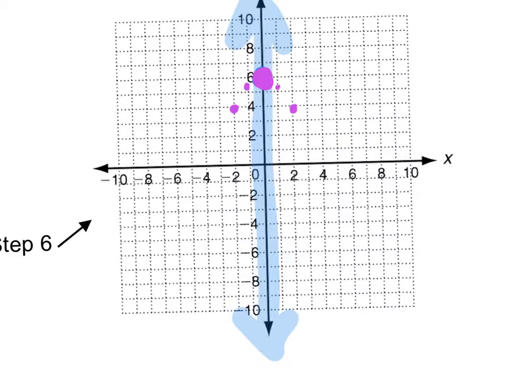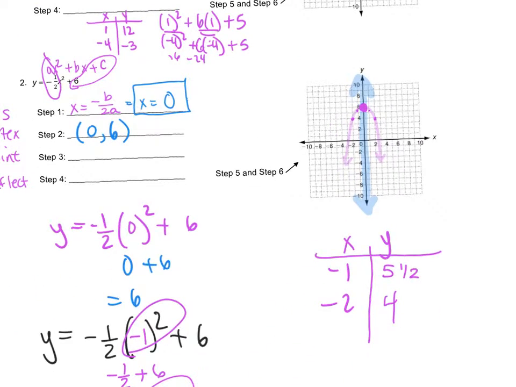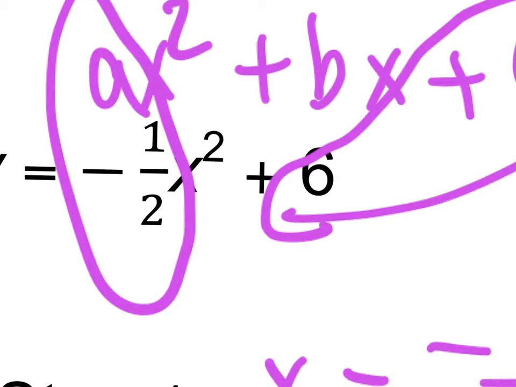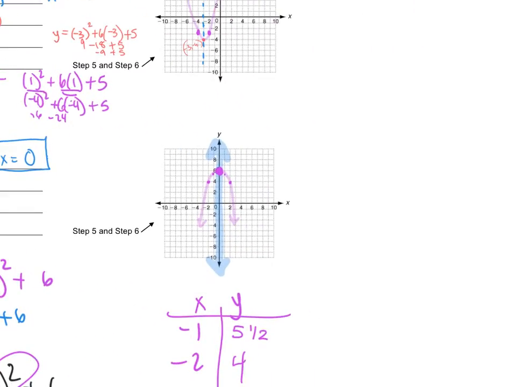Now that I have several points, I can connect the dots and make my parabola. So then it's a maximum? That's exactly right. The vertex is called a maximum because it's opening down. And if I look at my ax squared plus bx plus c, I would notice that a is negative, so it's supposed to be opening down. That means I did it correctly.